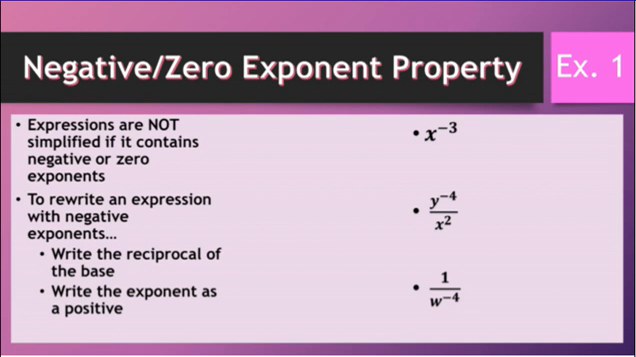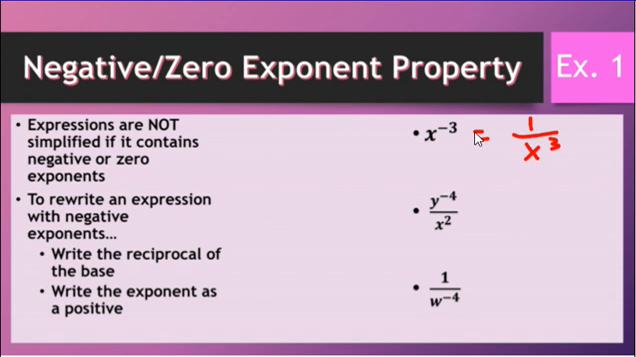Again, here I said the expressions are not simplified if they contain negatives or a 0 exponent. And so we need to rewrite an expression with negative exponents by writing the reciprocal of the base and then writing the exponent as a positive. So here I have x to the negative 3. So the reciprocal of x is 1 over x. And since I now have the reciprocal, my exponent is now a positive 3. So that would be my answer, 1 over x cubed.